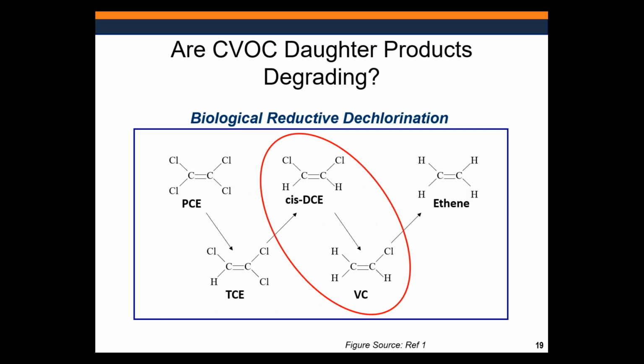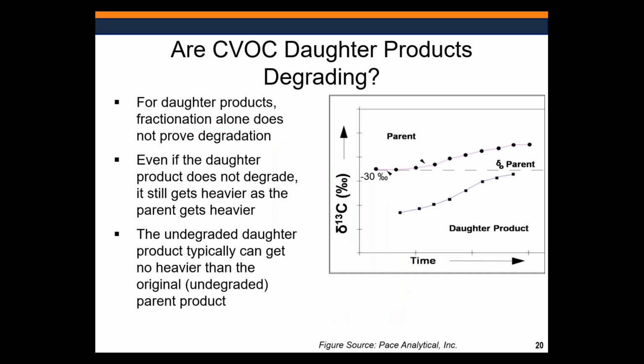Now, how about daughter products? Everyone's always interested in daughter products. This cis-DCE and vinyl chloride, are they accumulating? Are they biodegrading? Well, you can use CSIA to take a look at that. And this can be a little more complicated. But again, I'll give you a metric to use.